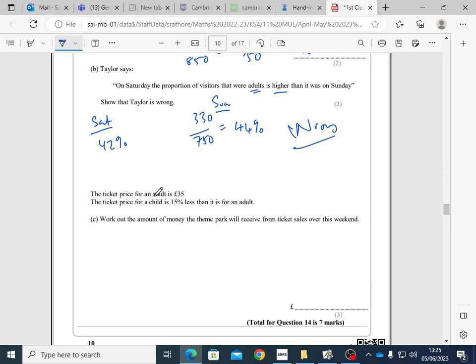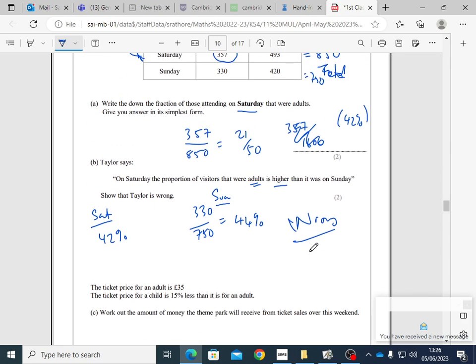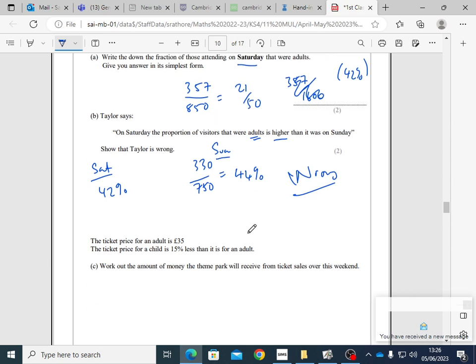Now, the ticket price for an adult is £35. The ticket price for a child is 15% less than the adult. Can you quickly work out what that will be? I showed you a quick way of doing it. Work out the amount of money the theme park will receive from the tickets over the weekend. Okay. So can you quickly have a go at that? I'm going to do it. So you lot quickly do it. Have a go on your piece of paper. See if you get the same as me. I'm going to do this in silence whilst you've got your heads down, and then you can look up.